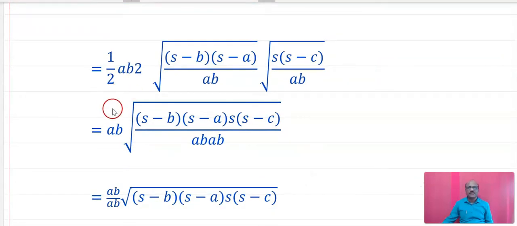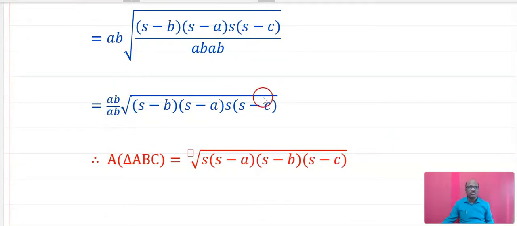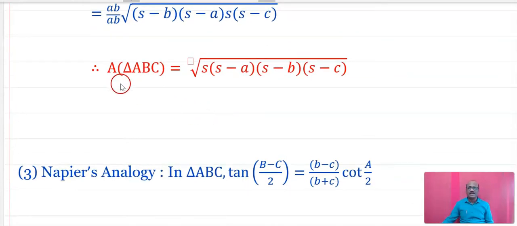If we simplify it, these two get cancelled, and you will get ab. Take all the terms in a single root, that is (s − b)(s − a)(s − c) into s upon ab into ab, that is a square b square. Its square root is ab, and then you will get ab upon ab root of (s − b)(s − a)(s − c). Hence the area of the triangle ABC is equal to root of s(s − a)(s − b)(s − c).